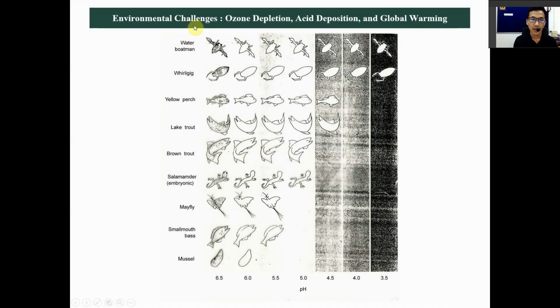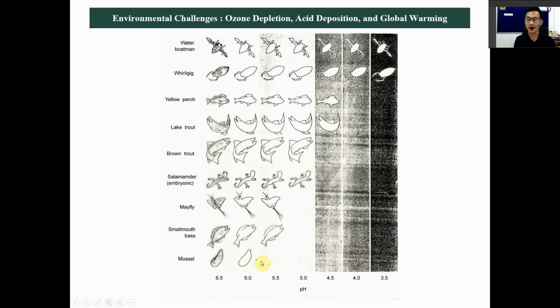This is our various kinds of animals: insects, fish, lizard, even mussel over here. You can see that after the pH gets lower, from 6.5 down to 6, 5.5, 4.5, and 3.5, the number of animals gets lower and lower according to the pH getting lower. And you can see which one is the most sensitive one, and that is mussel.